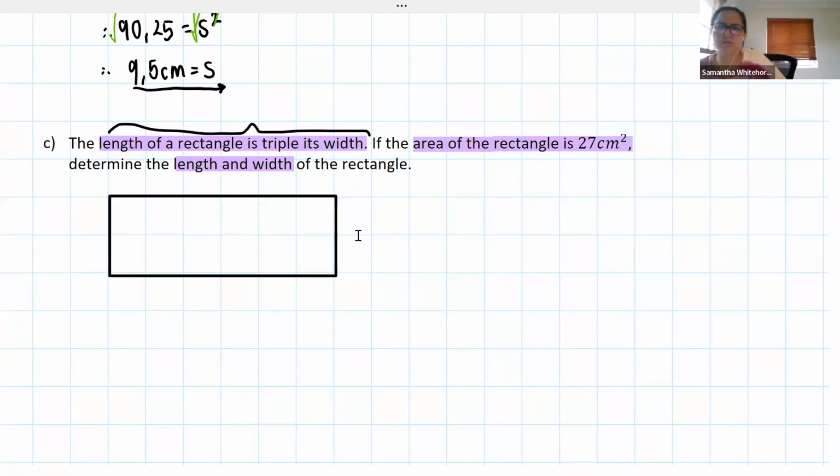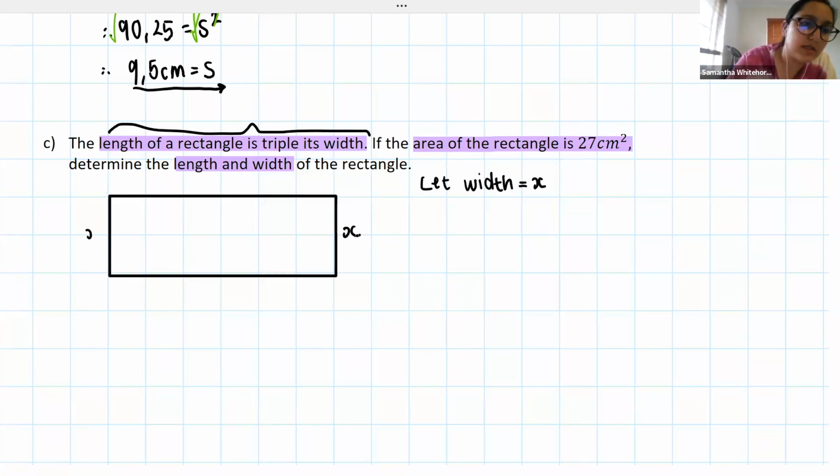Okay, let's see. So here's my rectangle. It says the length is triple the width. So guys, I would say, okay, cool. So let my width be represented by x. Because if this is x, which means this is x, sorry, the length is triple that. Now triple x is 3 times x. So my length would be 3x and 3x.